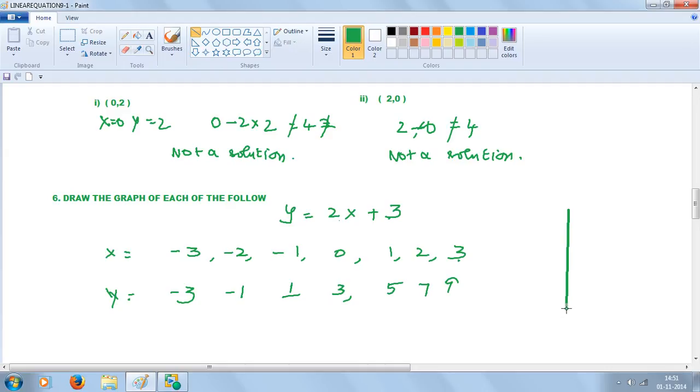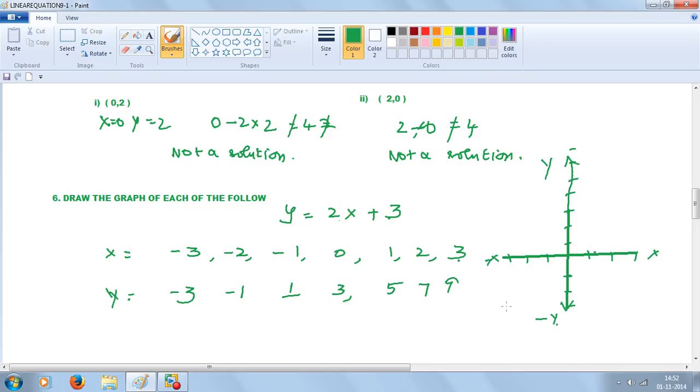So you have to plot, putting the x coordinate and the y coordinate. We'll start with x as minus 3, minus 2, minus 1 on the negative side, and 1, 2, 3 on the plus side. It may extend further also, so we'll put 4, 5, 6, let us say 7. Here this is minus, this is plus, here it's y, here it's minus y.